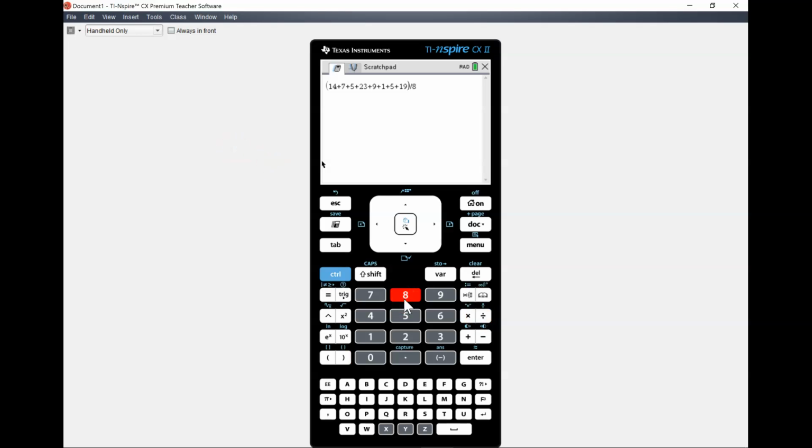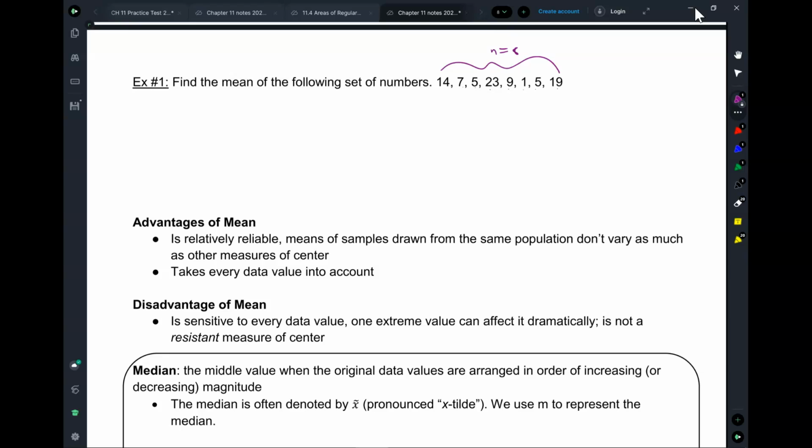So 14, 7, 5, 23, 9, 1, 5, 19. I did that right? Okay, so it's 83 over 8. However, if you get an answer like this, just go back, press up, highlight one of them, enter, and you can do Control Enter to get the decimal, 10.4. You don't have to even copy and paste it. You can just press the up button.